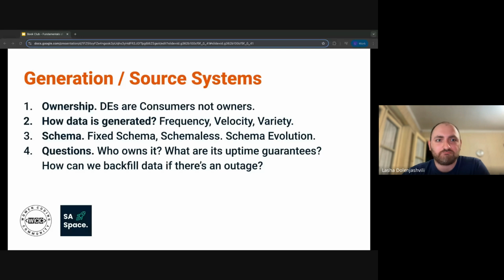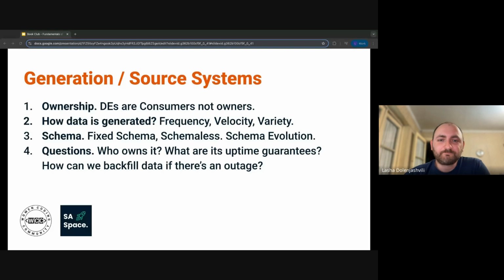So before you ingest a single byte from your data source, you should ask questions to evaluate the source systems, right? The book provides many more questions, but I outlined here the three main questions, I would say. First of all, we need to know who owns it, what are its uptime guarantees, and how can we backfill data if there's an outage.